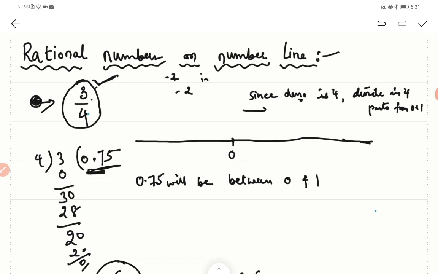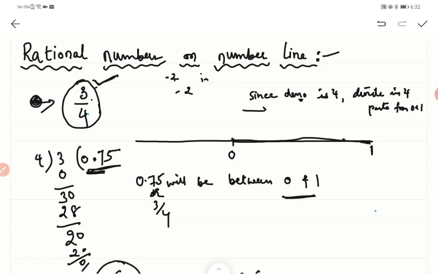Am I correct? Because this 0.75 is a little greater than 0, so it will lie in between 0 and 1. Now I will go to the number line and take 1 somewhere here. Now come to your fraction. You have come to know that this number 3 by 4, which is 0.75, will lie between 0 and 1 somewhere.